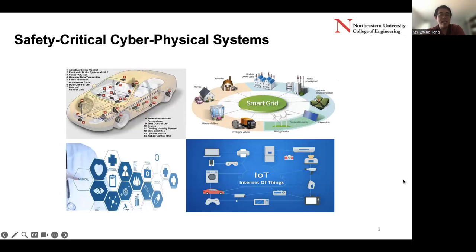A lot of our research in my group focuses on safety critical cyber-physical systems. As you all may know, there are many physical systems that also have a cyber component, and we want to make sure that these systems are safe. Specifically, we want them to be robustly safe, even when there are uncertainties in the system.